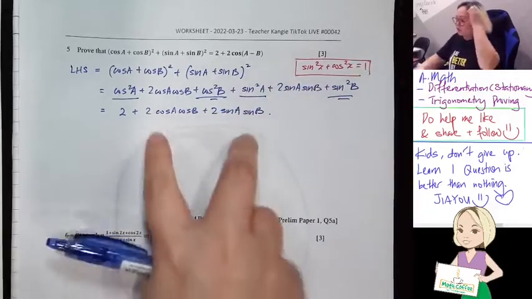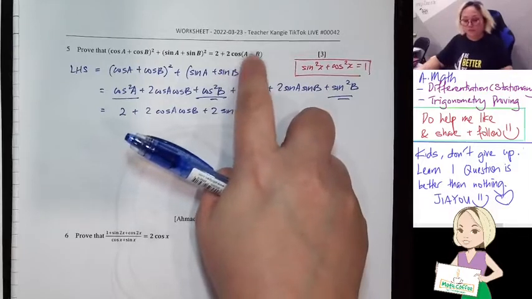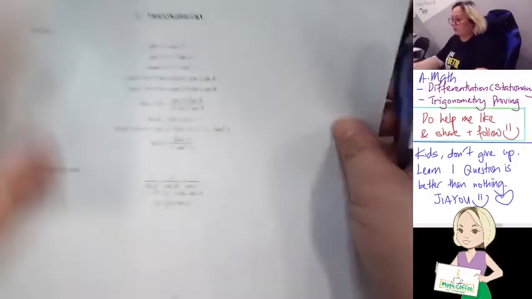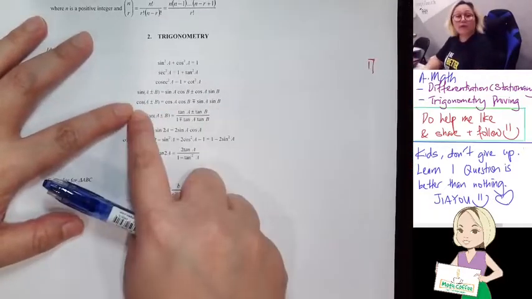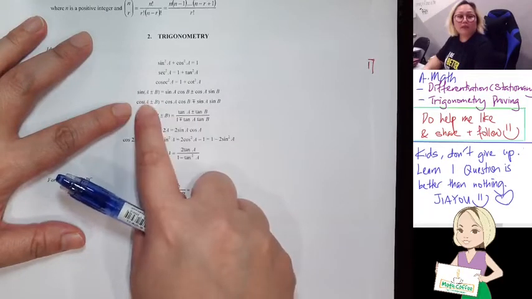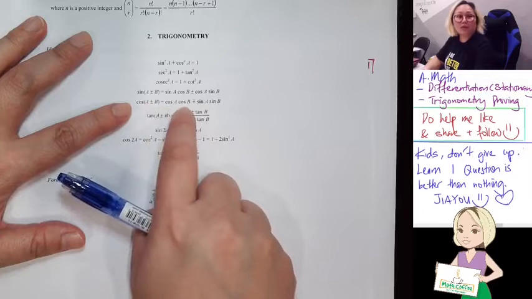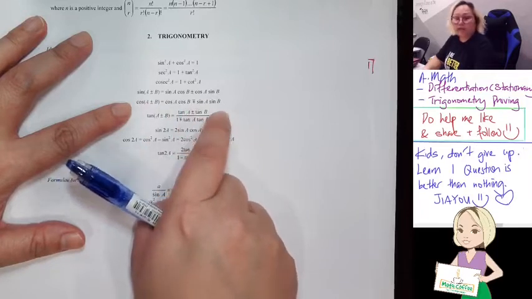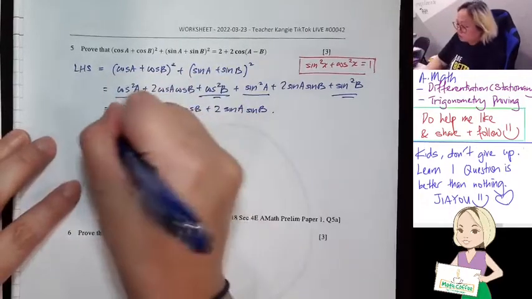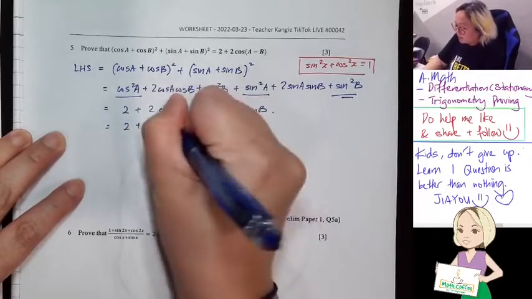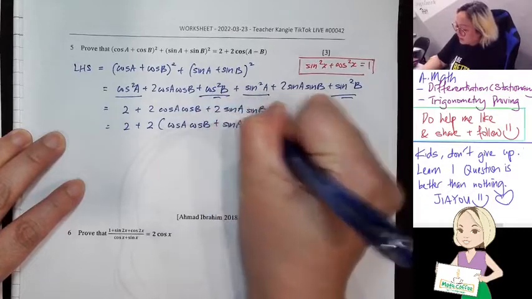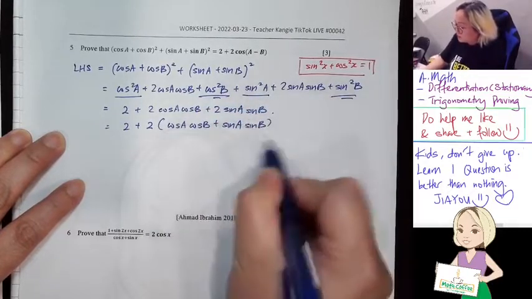Okay, you can look at the question. You can see that this is the addition formula. My addition formula, cosine A minus B, is cosine A cosine B, and if this is minus, this is plus. So we know it's cosine A cosine B plus sine A sine B, which is exactly here, but I need to take out my common factor 2. So we will put 2 plus 2, open up, I have cosine A cosine B plus sine A sine B.